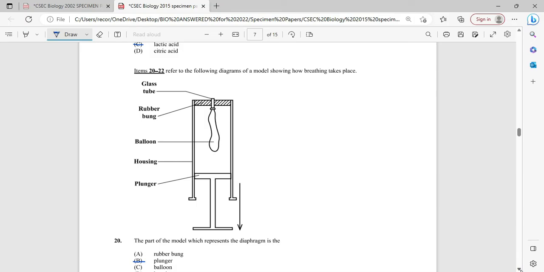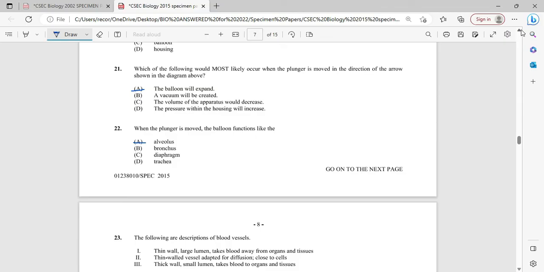Items 20 to 22 refer to the following diagram of a model showing how breathing takes place. The part of the model which represents the diaphragm is the plunger. Which of the following would most likely occur when the plunger is moved in the direction of the arrow shown in the diagram above? The balloon would expand because the pressure inside would have decreased. So it makes room for air to be pulled in. 22. When the plunger is moved, the balloon functions like the alveolus. If the alveolus wasn't there, then we could say that it functions pretty much like the lungs.